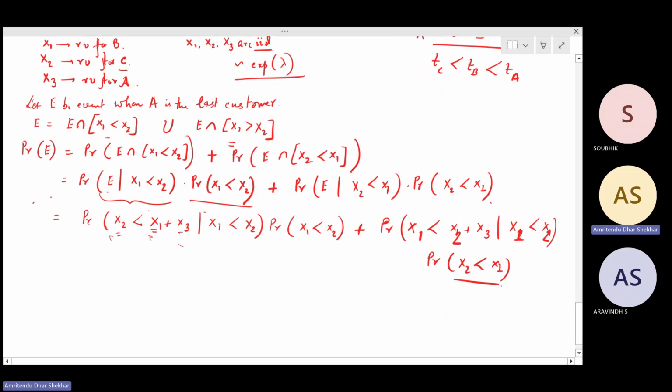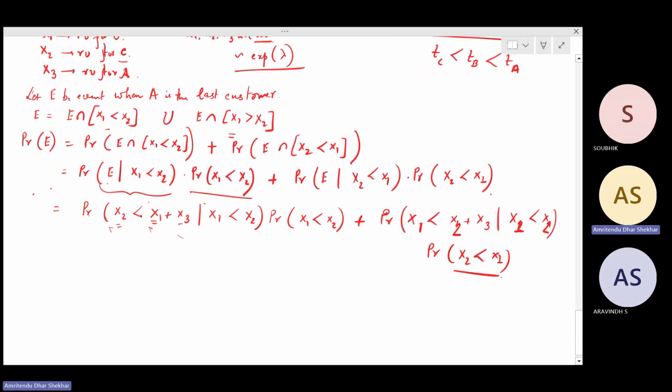Now, I hope it's clear from a symmetry argument that this thing is equal to this thing. It's clear, right? From an absolute symmetry argument, because x1, x2, and x3 are IID random variables. The expression this summand and this summand are actually both the same. They are equal from symmetry. So we just need to compute one of them and do times 2.